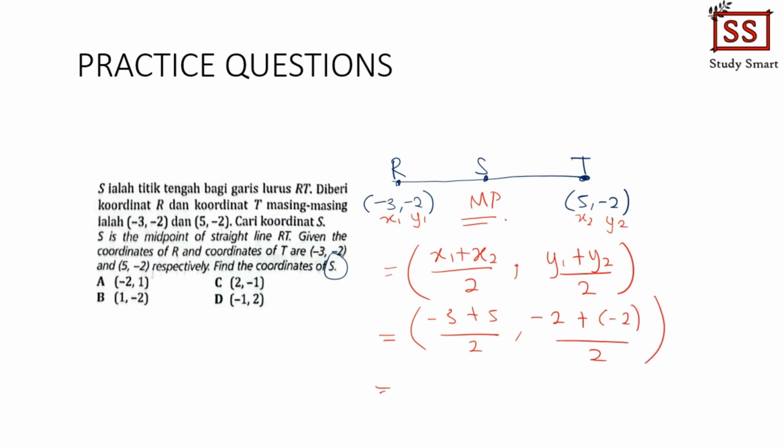Let's solve this now. Negative 3 plus 5 is positive 2, so this will become 1. Then negative 2 plus negative 2 is negative 4, divided by 2 is negative 2.